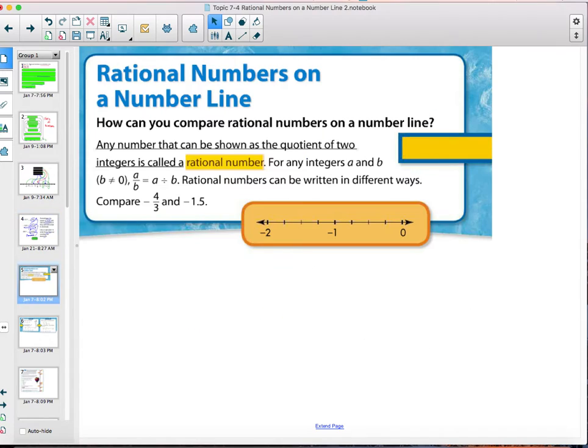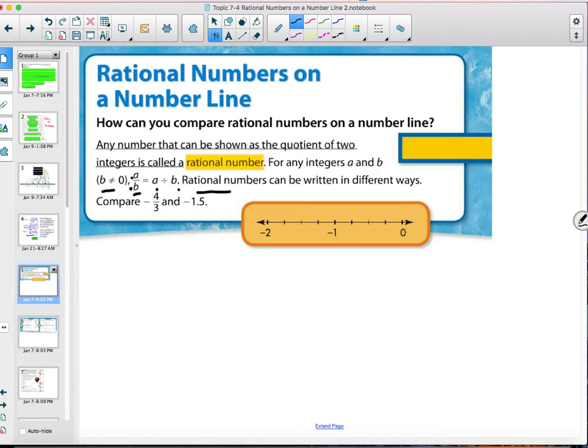All right, so the book then goes on and it introduces them and it says, how can you compare rational numbers on a number line? Any number that can be shown as the quotient of two integers is called a rational number. So the quotient of two integers, meaning the division we just saw, is a rational number. So for any integers a and b, provided b does not equal 0, notice the fraction, a over b equals a divided by b. That means you can create a rational number. Just a lot of wordy math stuff.